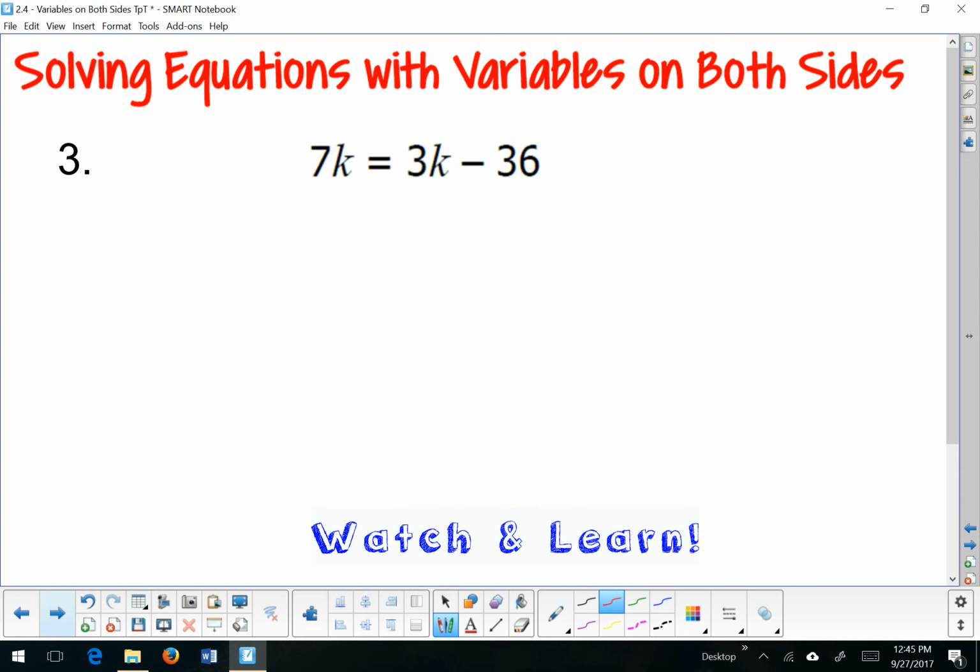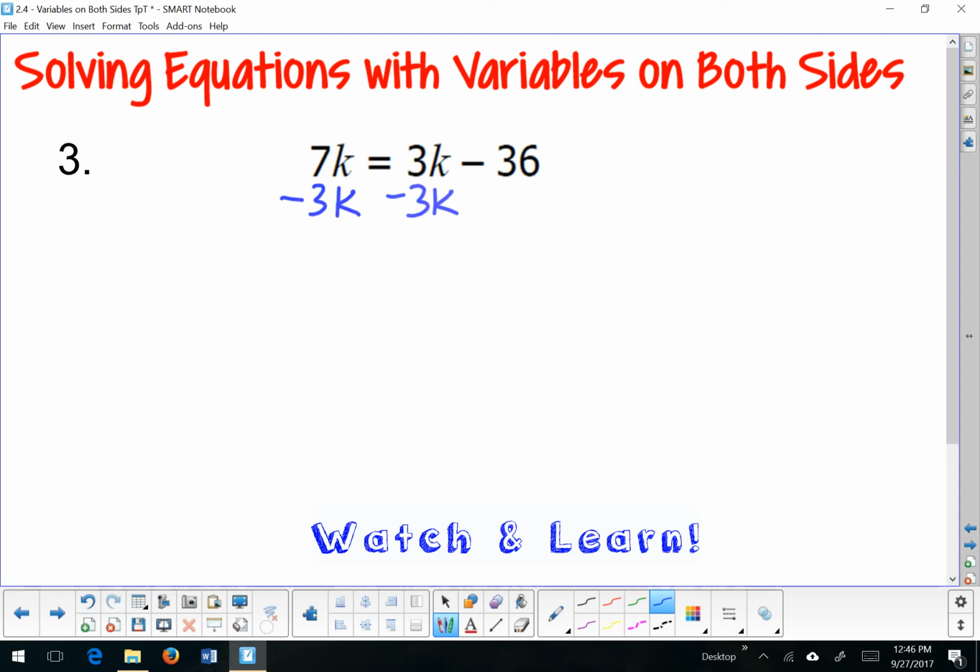Now in this question, you'll notice that my left-hand side only has one term. It's a variable term. My right-hand side has 2 terms, a variable term and a constant term. Now I could certainly add 36 to both sides. That would be mathematically sound, but it's not very productive because I can't combine a 36 with a 7k. So that just makes my left side longer and my right side shorter, but it doesn't make the problem any simpler. So I'm going to choose to subtract 3k from both sides.